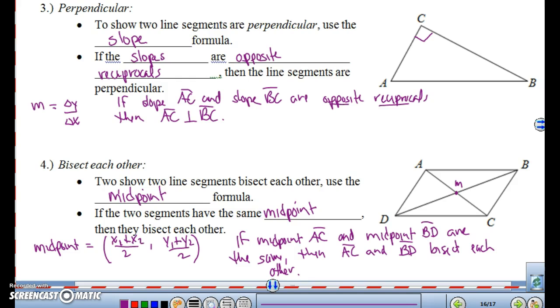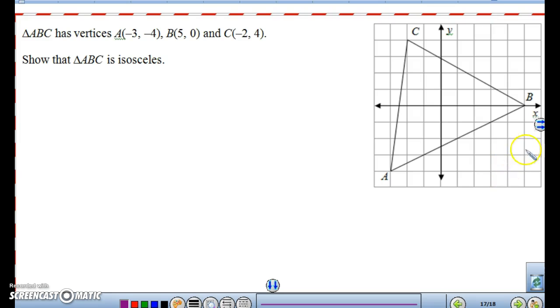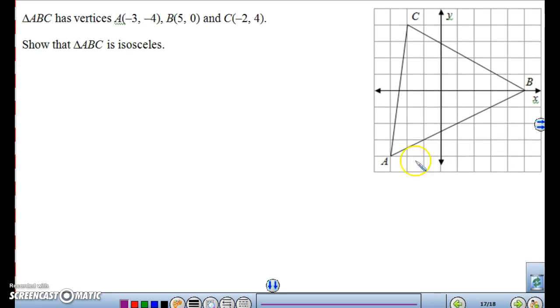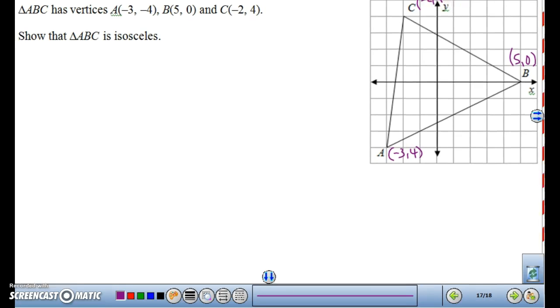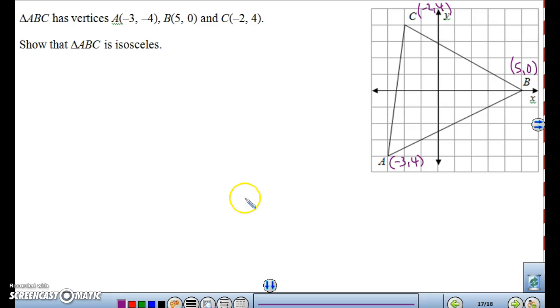So let's look at a couple of applications. Now for this problem, we have triangle ABC with vertices A at -3, 4, B at 5, 0, and C at -2, 4. Those are my three coordinates. Now, I want to show that ABC is an isosceles triangle. Well, how do we know a triangle is isosceles? It has two congruent sides.